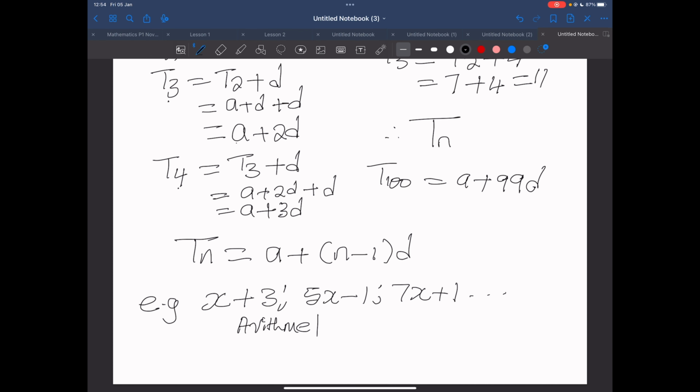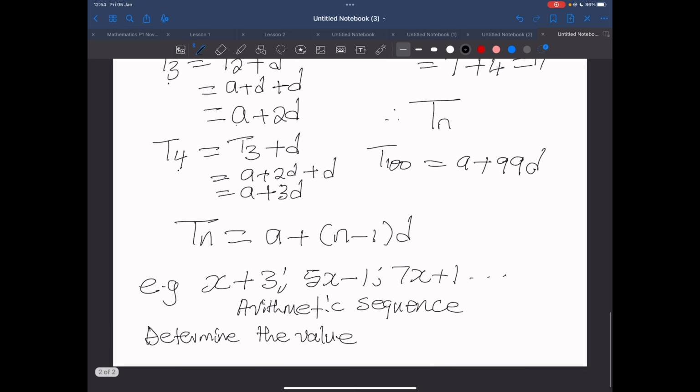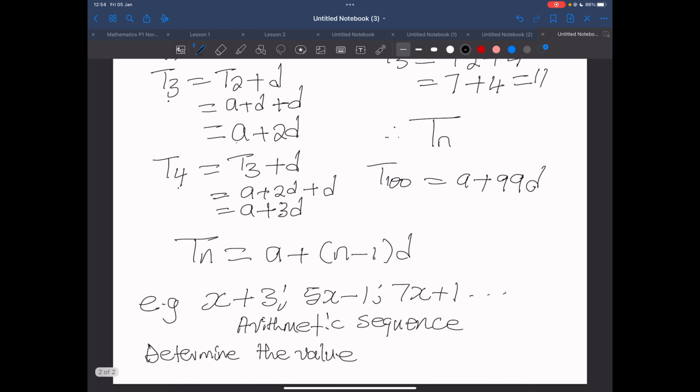So these are the first 3 terms of an arithmetic sequence, and we want to determine the value of x. Because we are told that this is an arithmetic sequence, we are going to use what we know about D.